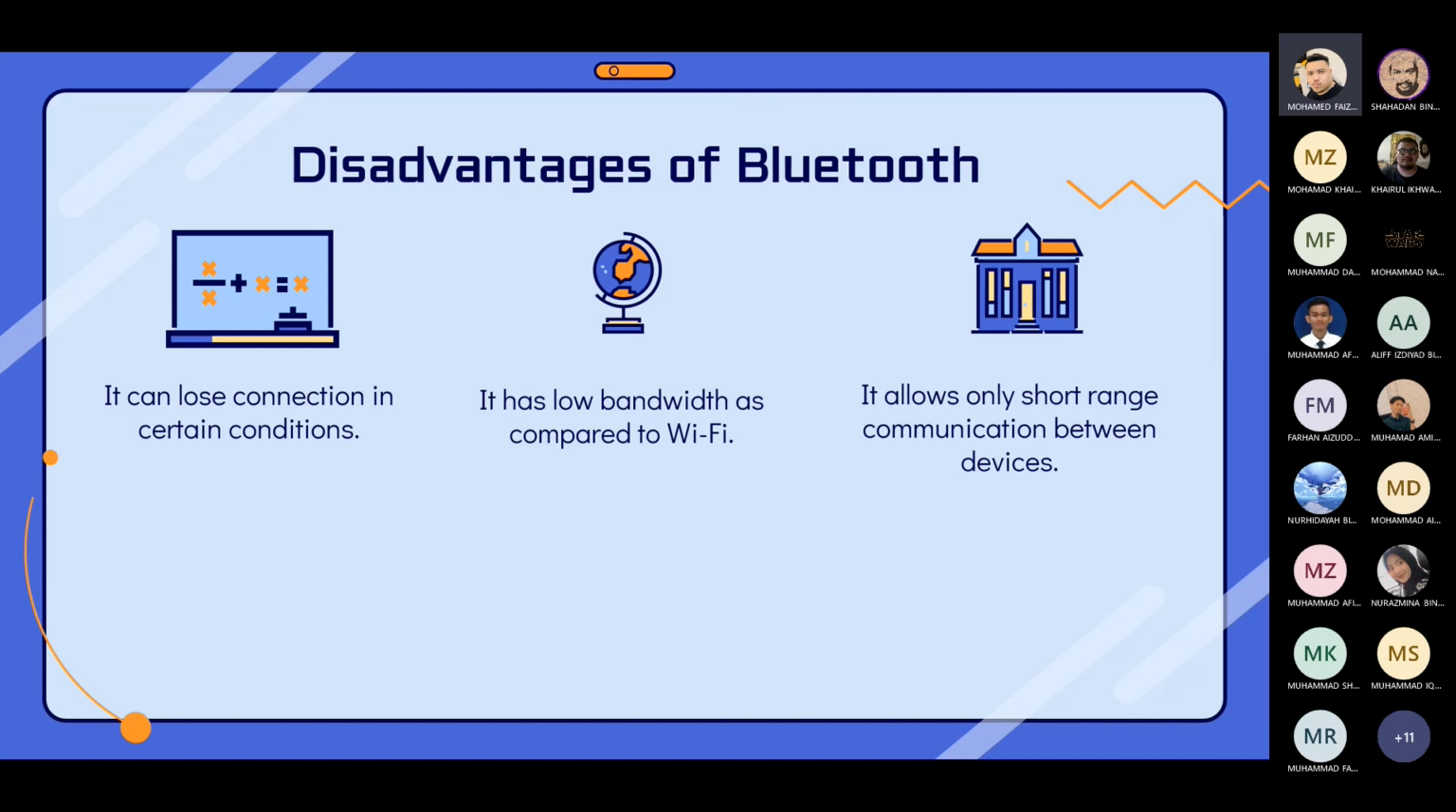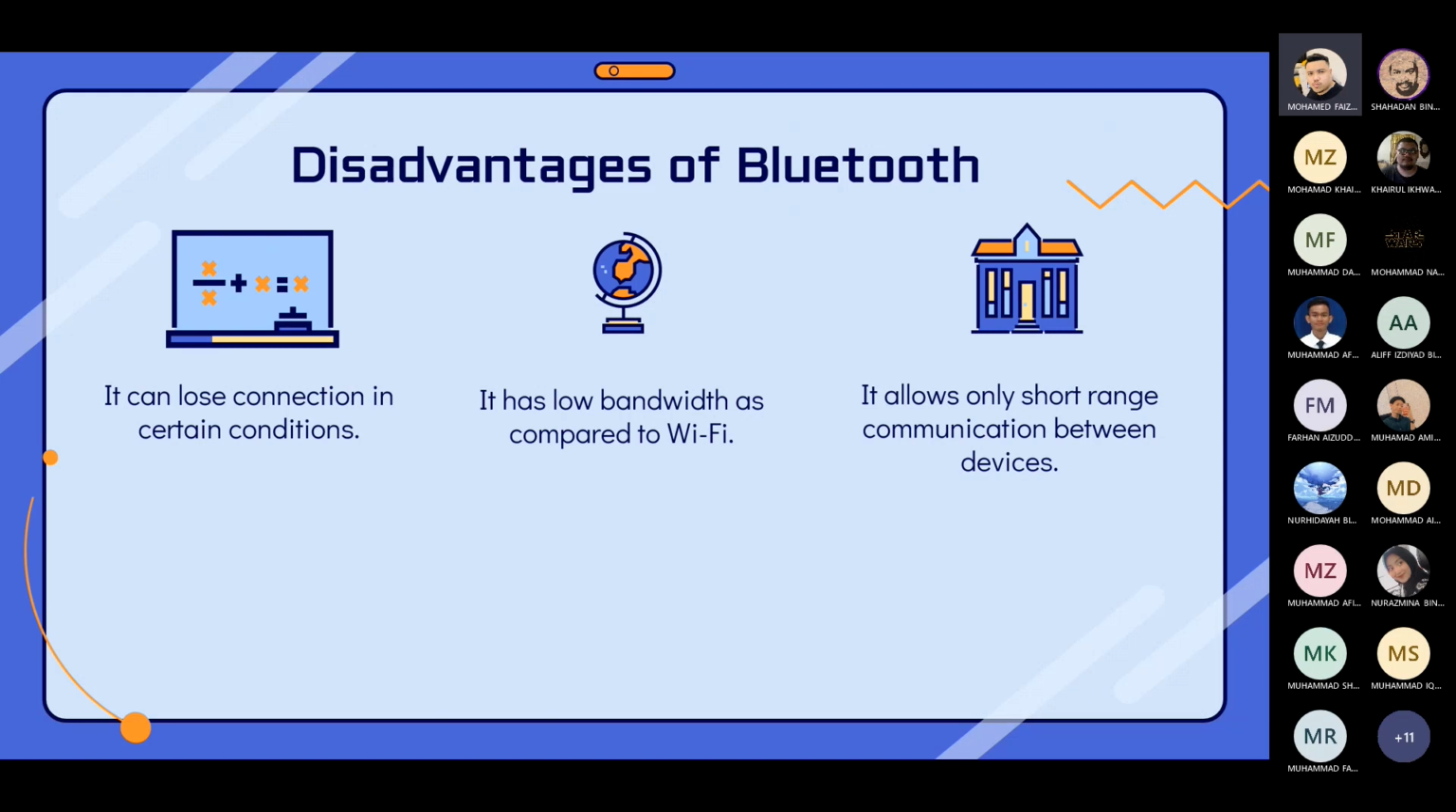For the first one, it can lose connection in certain conditions. For me, even though the security is good, it is better on Wi-Fi Direct, because this can be counted to the larger range of Bluetooth and also to the lack of a line of sight. Someone who knows how to hack such a network can do so eventually.